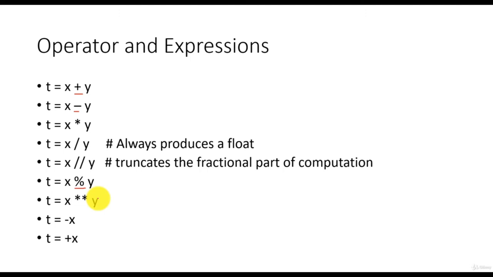Right? Now coming to the last operator, that is unary plus. Actually, it does not do anything. It just assigns the value of x to t. So if x is 5, t gets 5. If x is minus 5, t also gets minus 5. Now enough of theory. Let's get to the examples in the next chapter.